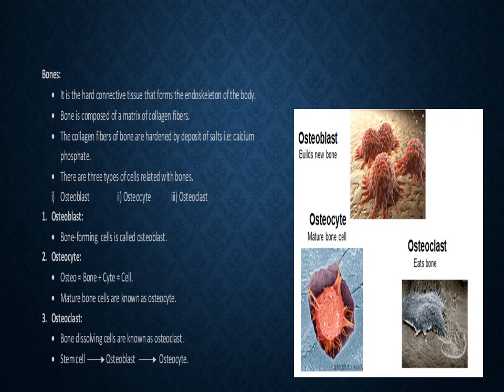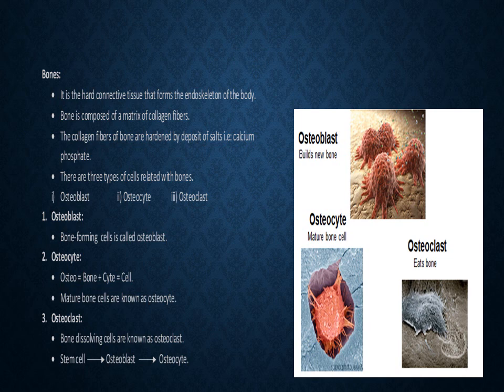Now let's move to the bones. What are bones? These are the hard connective tissues that form the endoskeleton of the body. Bone is composed of a matrix of collagen fibers. The collagen fibers of bones are hardened by the deposit of salts, calcium phosphate. There are three types of cells related with bones: osteoblasts, osteocytes, osteoclasts.